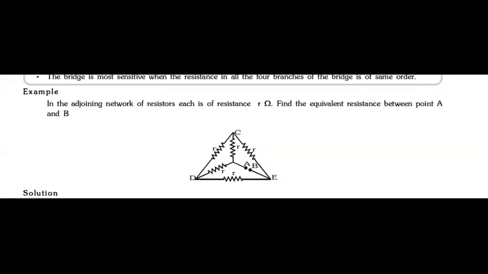Okay, very good. So see, it is a Wheatstone bridge. जैसे भी तुमको दिख रहा है ना, right? तुमको बस ये देखना है कि A और B के बीच में. So it is basically a Wheatstone bridge. It is just like this.